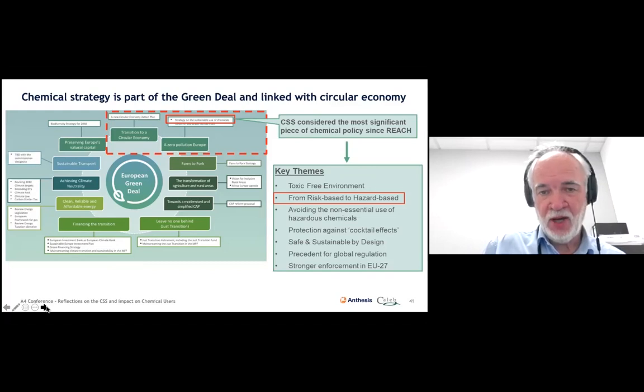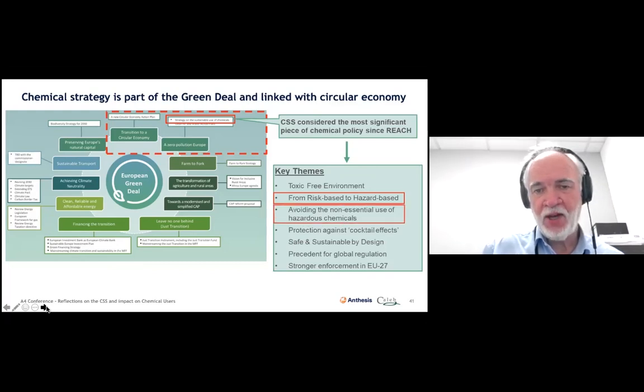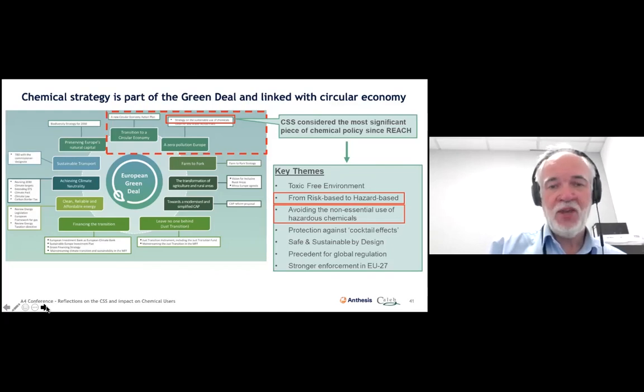We see some consideration of avoiding non-essential use of hazardous chemicals. So in other words, once you've established a hazardous chemical within a supply chain, the determination of whether it should continue to be used is one of essentiality. And we'll come back to that in a few moments' time to really try and unpack that a bit further.